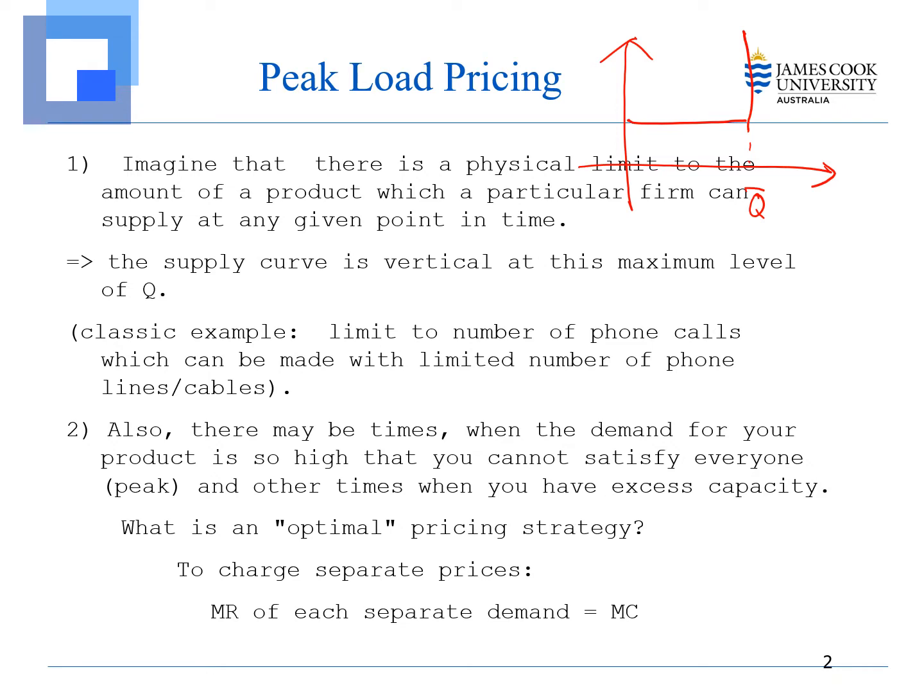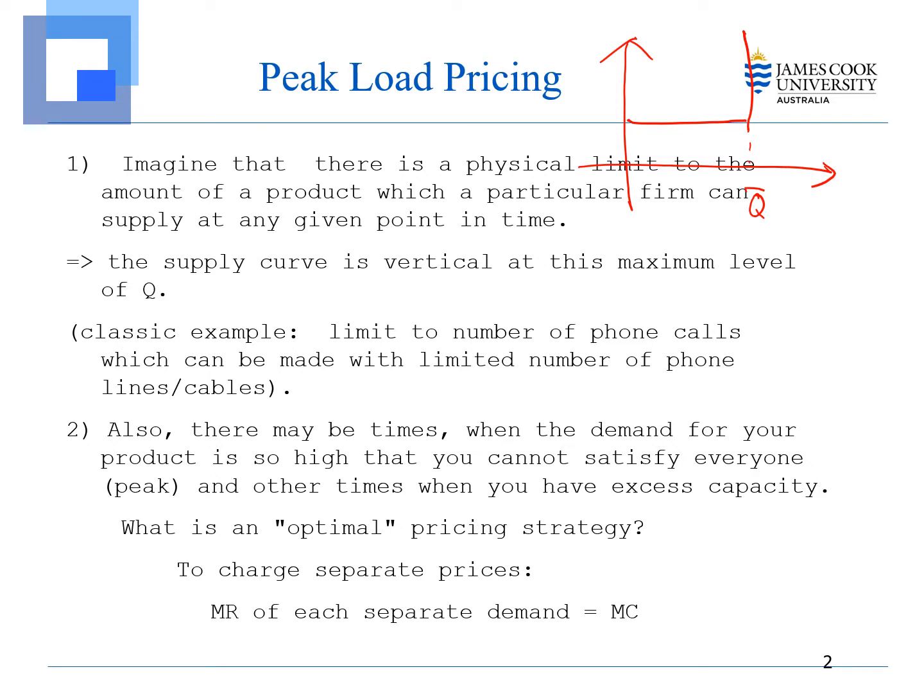In addition, there might be times when the demand for the product is so high that you cannot satisfy everyone's need, which is peak time. And there are also times that we have excess capacity. If we are faced with such a situation, what is an optimal pricing strategy? The idea here is actually simple. Let's charge different prices in different situations. In peak times, we charge a price. In non-peak, off-peak times, we charge another price.